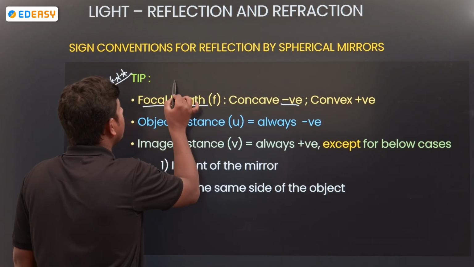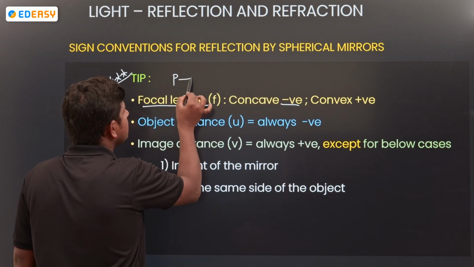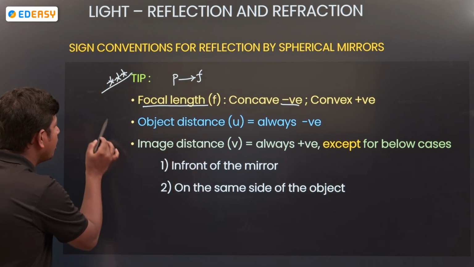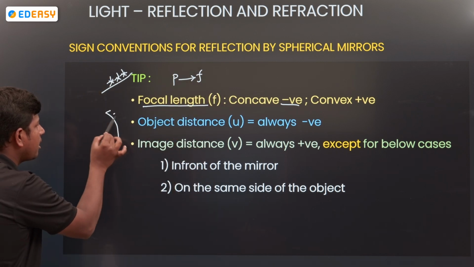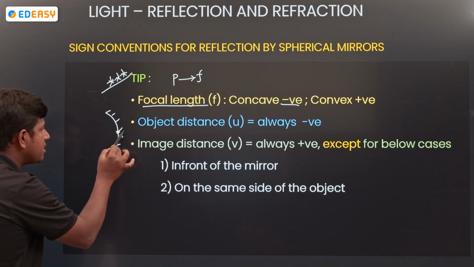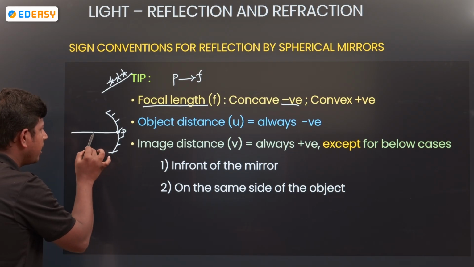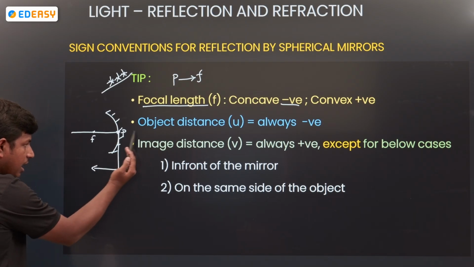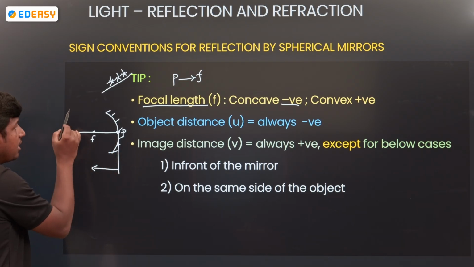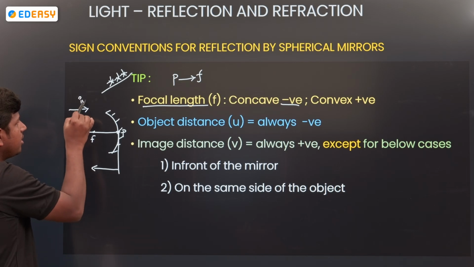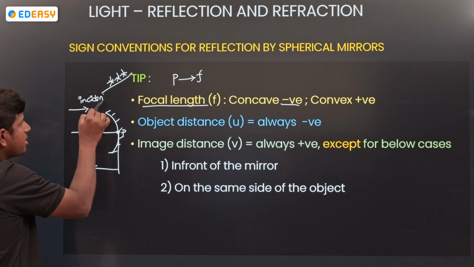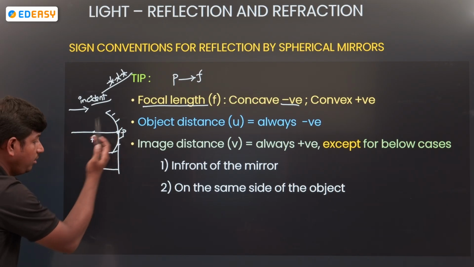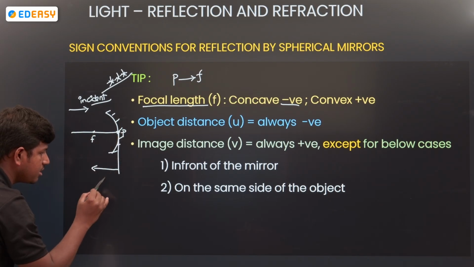Focal length means what? The distance between P and F. I am taking a concave mirror. There is a pole, its center. Here I am taking the focus. The distance from pole to focus is measured opposite to the direction of the incident ray. The incident ray direction is like this. Opposite to the direction of incident ray, this is called focal length.